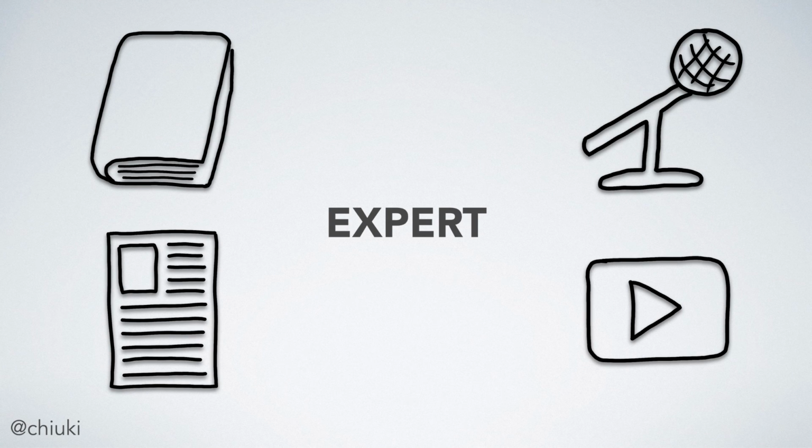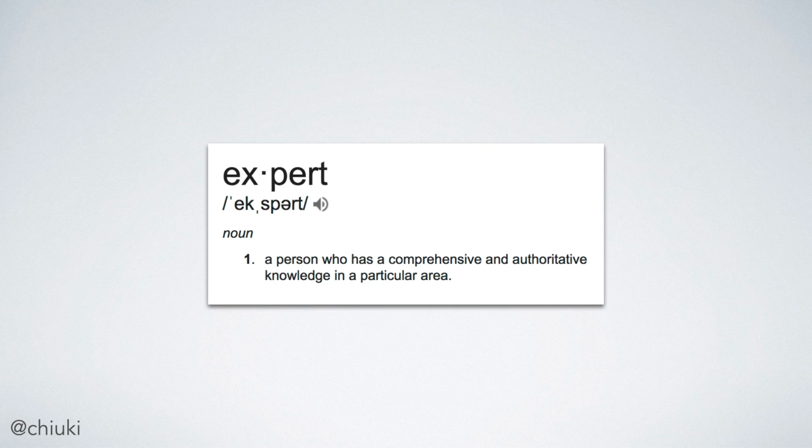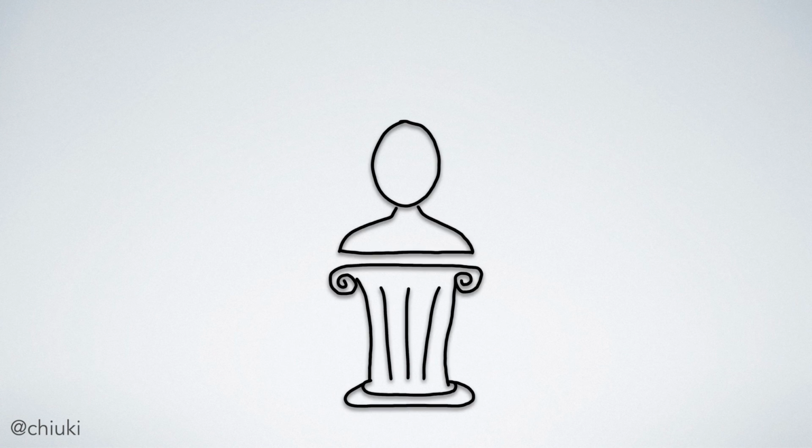So if that's how you know about an expert, then this dictionary definition is kind of weird. Because the dictionary says an expert is a person who has comprehensive and authoritative knowledge in that particular area. If you go by that definition, you think of an expert as someone that's basically on a pedestal, and people worship this person because they are so amazing. But what I told you earlier about blogging, about speaking, all of them have one commonality, which is that this person shares their knowledge. And that's really it.